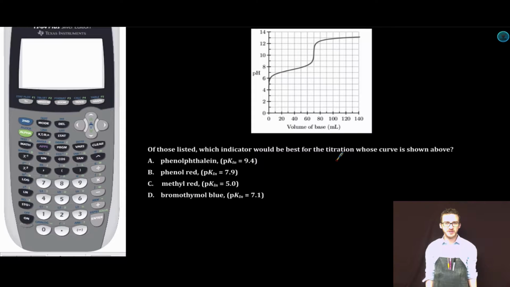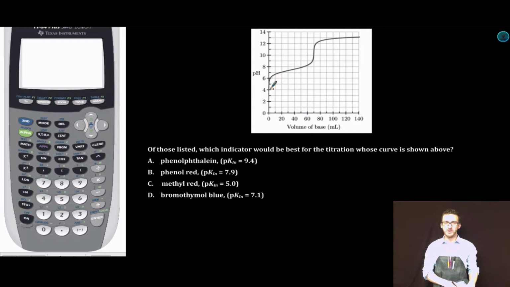What's up, Chem Peeps? Let's take a look here at just two quick problems to get you to think about how you can choose the correct acid-base indicator for your titration. In this first example, we're provided with a titration curve, and we are asked, of those listed, which indicator would be best for the titration whose curve is shown above?